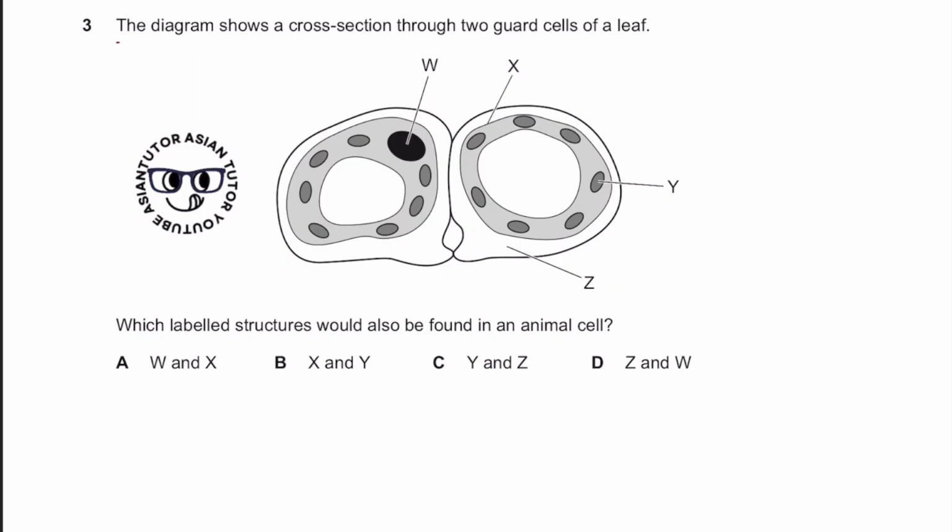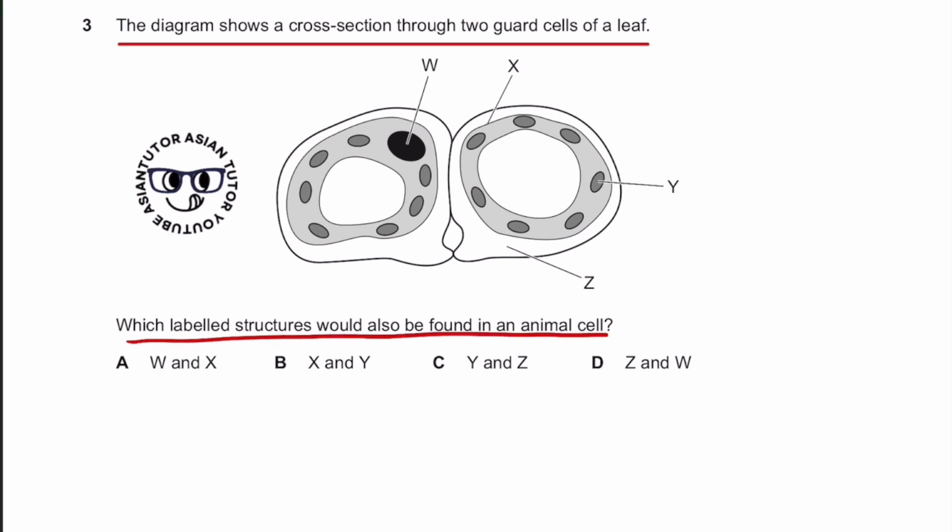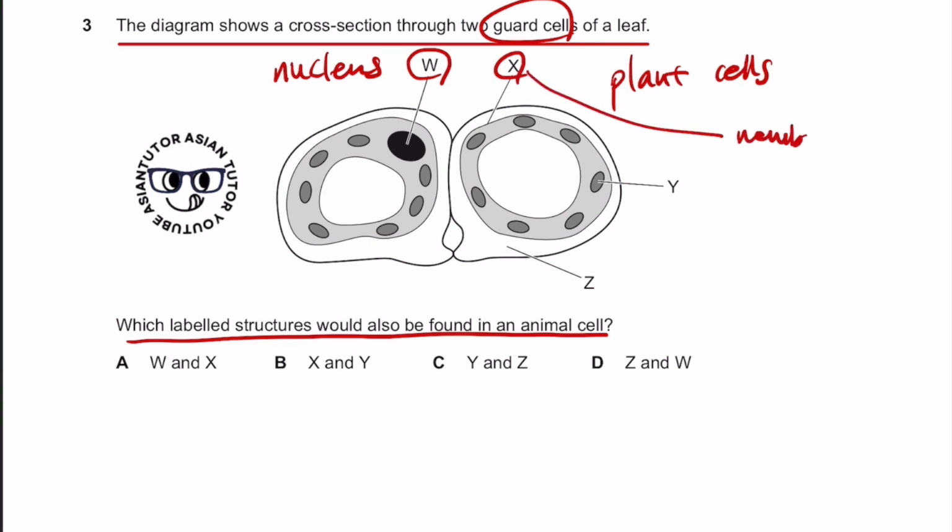Let's have a look at number 3 here. The diagram shows a cross section through 2 guard cells of a leaf. Which labeled structures would also be found in an animal cell? It looks like these are plant cells, right? They are plant cells because they are guard cells. So let's look at the structures. W should be the nucleus, right? Because it's the biggest circle. X looks like a membrane. Y looks like a chloroplast. Z looks like a cell wall.